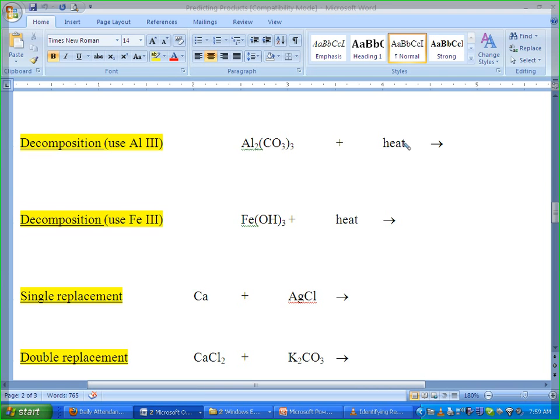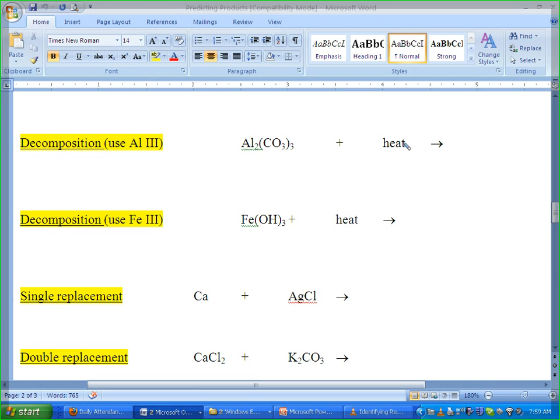You're looking at number 5 on the first sheet. Yeah. What's that? Why is it going to have CO2 and metal oxide? What is CO3 right here?